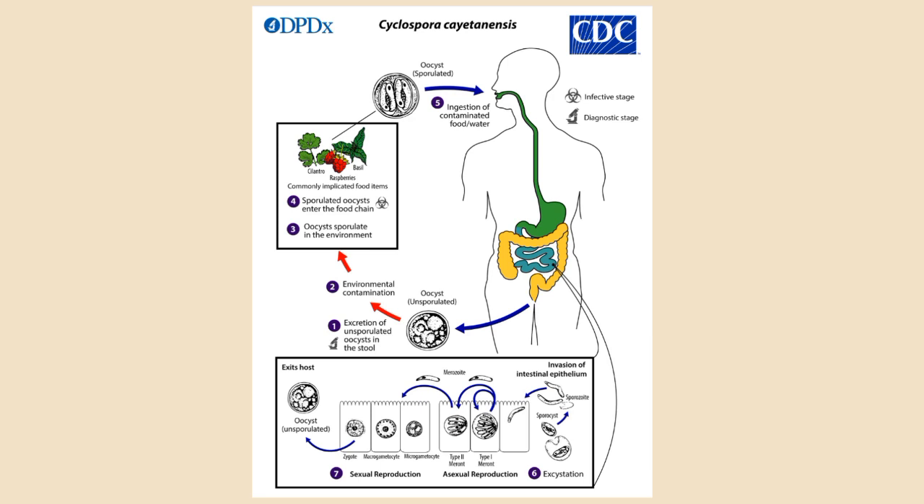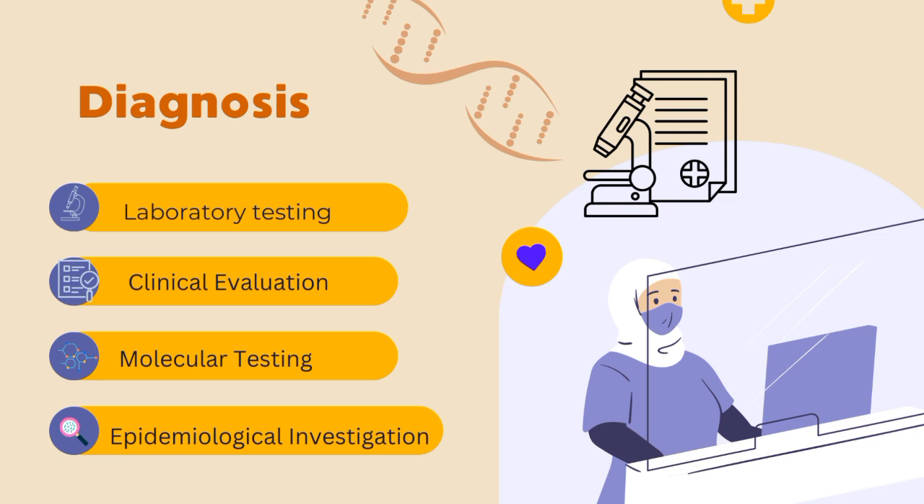These oocysts are shed into the environment through the feces of the infected individual. In the external environment, the oocysts sporulate and become infective. This process can take days to weeks depending on environmental conditions such as temperature and humidity. And when contaminated water or food, particularly fresh produce, is consumed by another person, the cycle can repeat, leading to new infections.